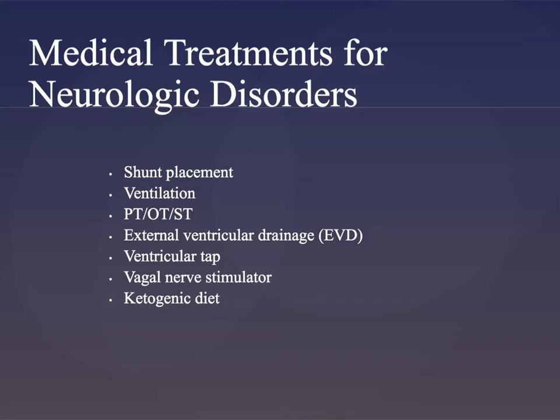Ventricular tap is something we will use to reduce the accumulation of CSF and decrease ICP. So, for instance, we will tap into the ventricles, and we will pull off the fluid. Typically, the neuro doctors do this. And therefore, by taking off that extra fluid, that takes off extra pressure and should decrease the ICP.